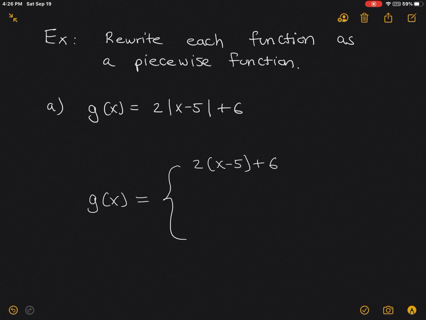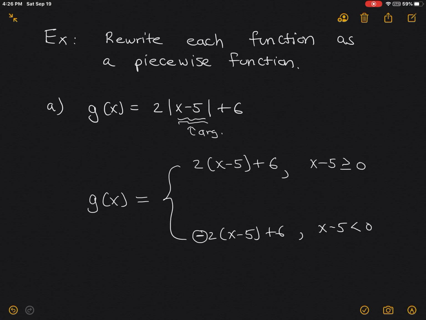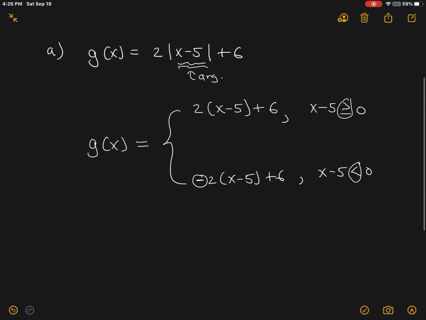Parentheses plus 6, right? And then for the domain, you set the argument. This is called the argument again. You set it greater than or equal to 0. And then don't forget for the bottom part, you drop the absolute value symbol one more time and don't forget to stick a negative here. Then you set the argument, this is called the argument again, less than 0. Don't write less than or equal to again, otherwise it wouldn't be a function. One of them you write greater than or equal to, the other one you always say less than. Hopefully you can see that pattern.